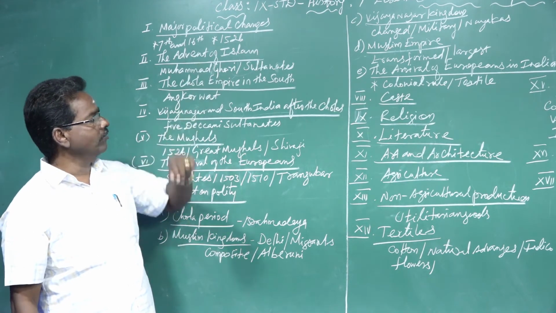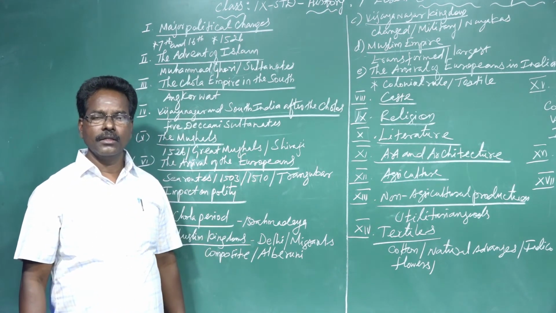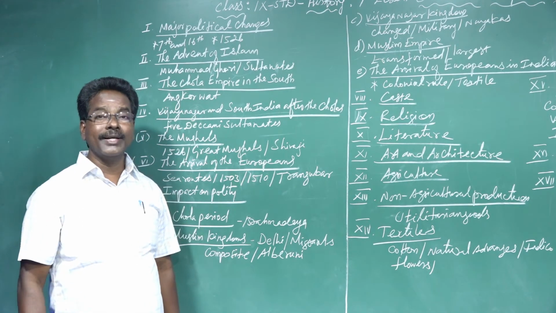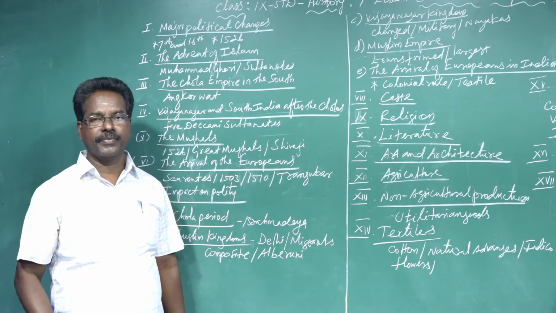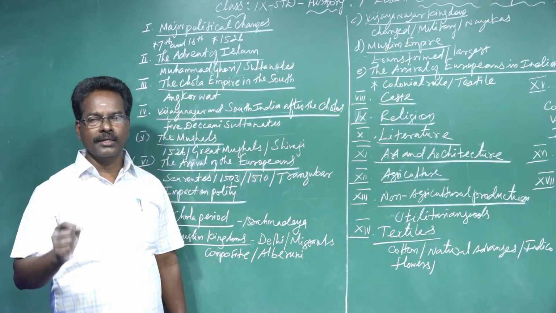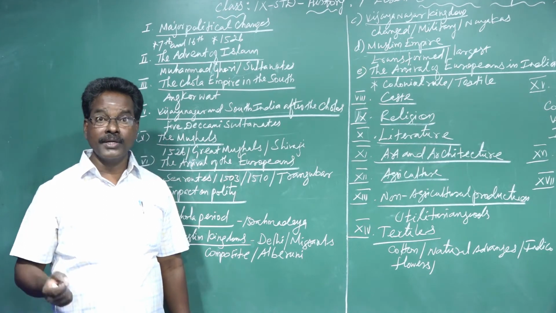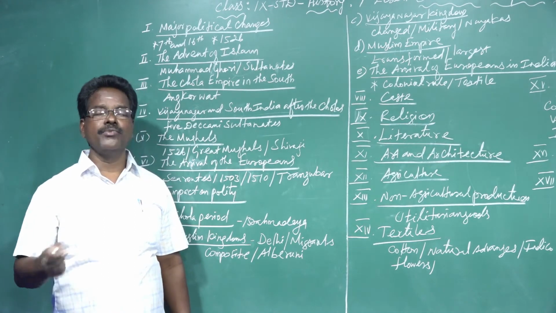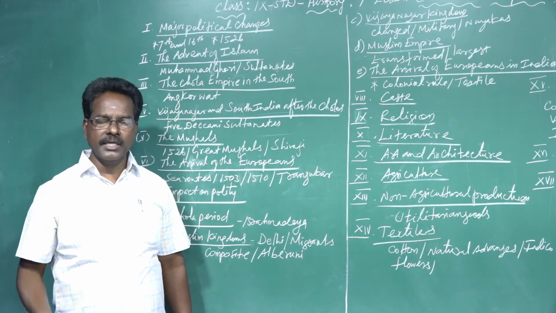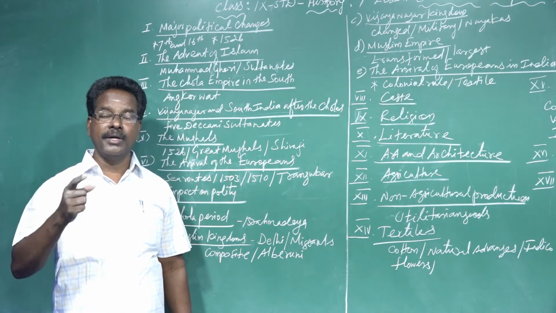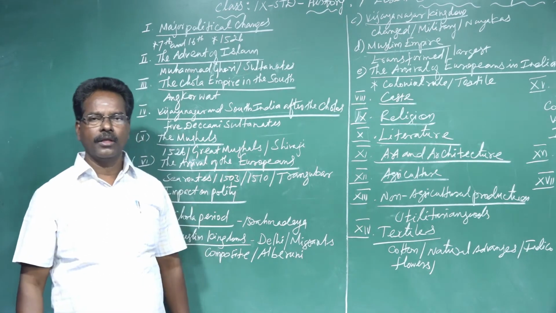The advent of Islam. Muhammad Ghori established Muslim rule in Delhi to spread Islam in various parts of the country. Muslim Arab traders also came to India. They settled in India and carried on trade to spread Islam in various parts of the country.